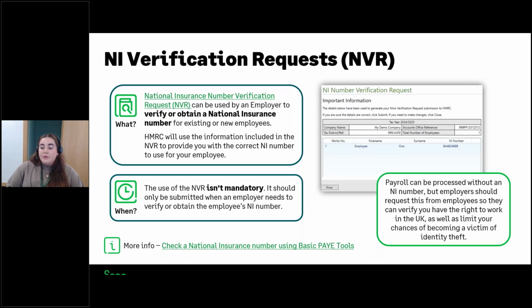And I have just linked at the bottom, if you do want to check an employee's national insurance number using the basic tools from HMRC, I've just linked straight to that there at the bottom. But that is the majority of RTI submissions. That's all of the ones I am going to go through today. So what they are, what information they include, and what that kind of sends across to HMRC too. So some are sent more regularly, like the FPS, whereas others, like the employment allowance application, are only actually sent once per year.